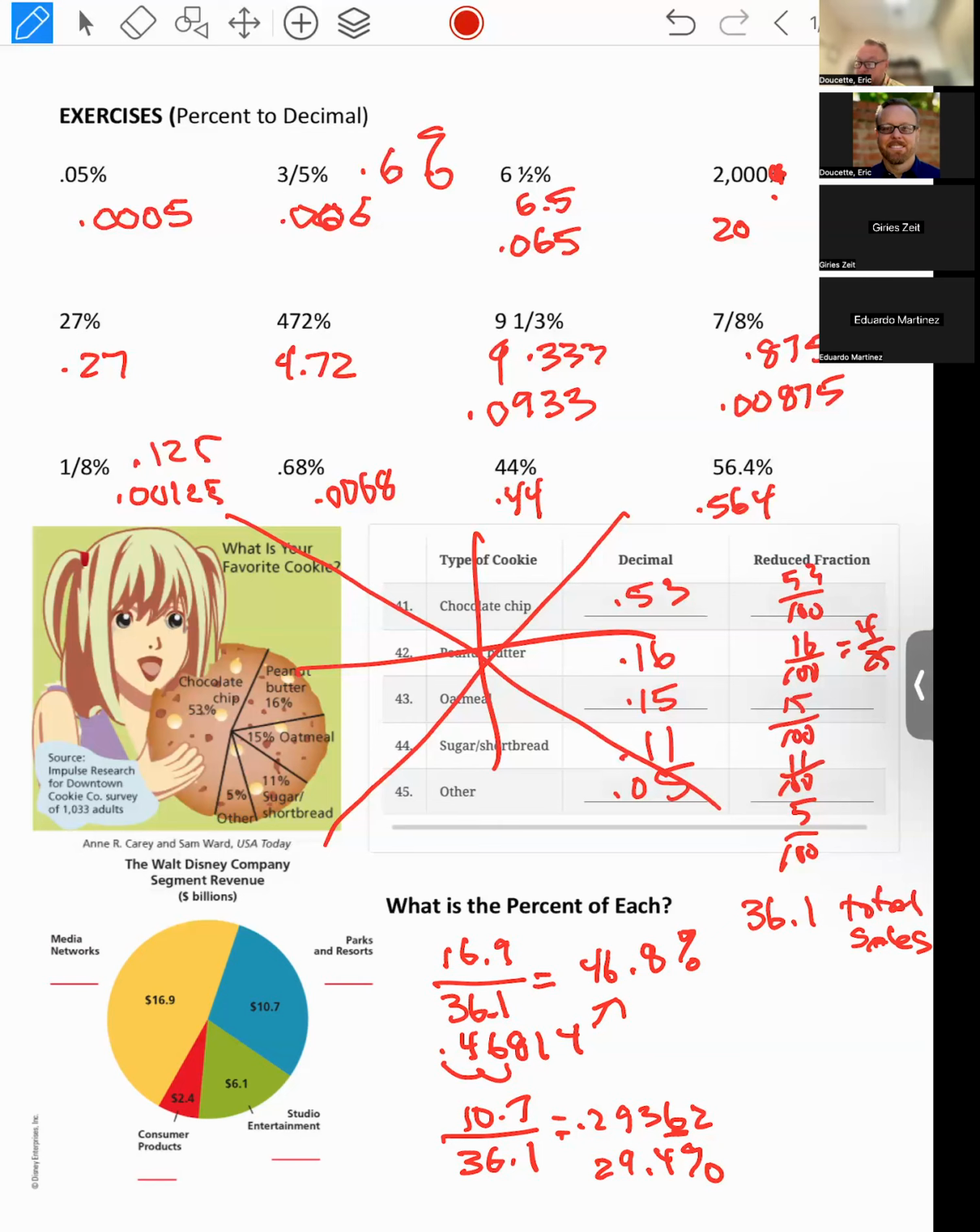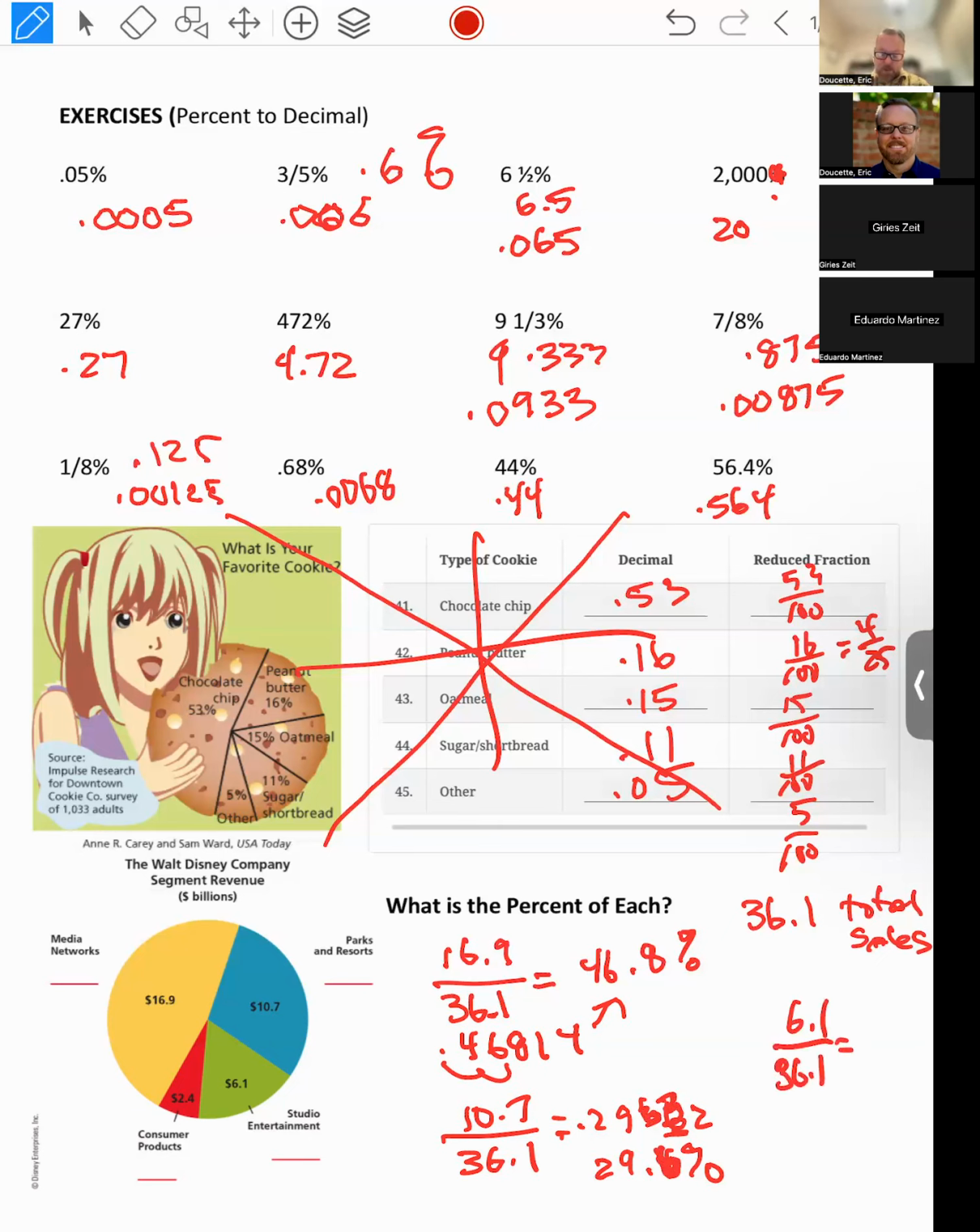Professor? Yes. On my calculator, the 10.7 divided by 36.1, I get 0.296. I think I punched in the math wrong. Let me try it. 36.1? Yeah, I believe that answer should be 29.63%. Yeah, you're right. I actually put in 10.1 instead of 10.7 when I did the math. So good catch.